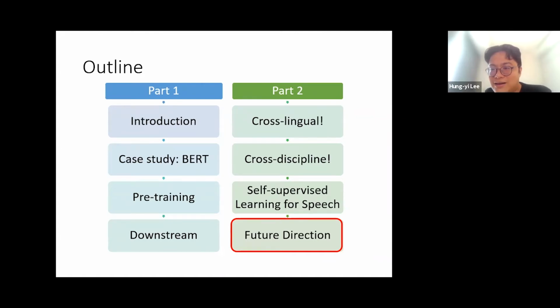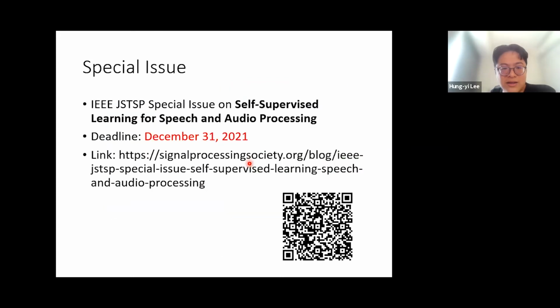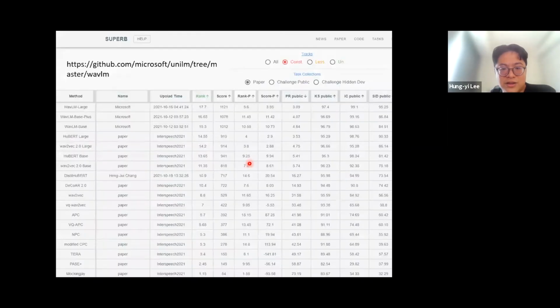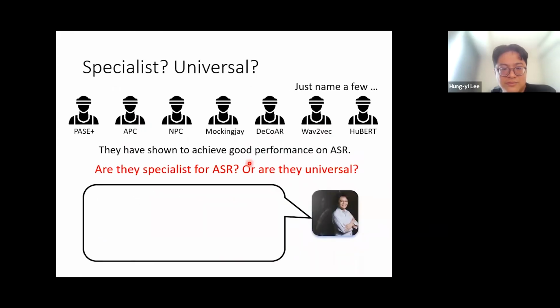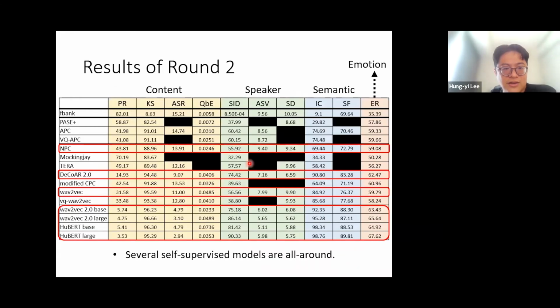I found that Wei-Sun has a very good question: do the methods that are universal have common properties, such as similar architecture or self-supervised loss? This is a very good question. Actually, they do not share common properties.